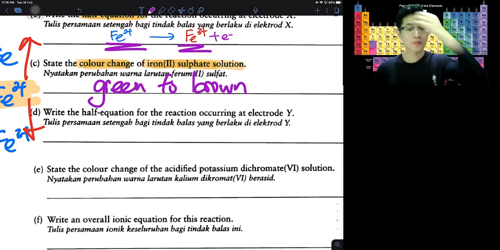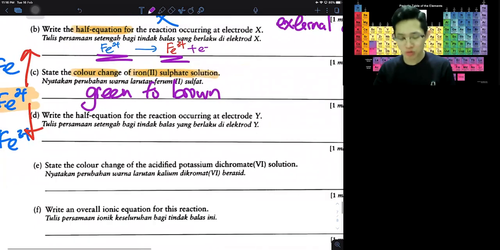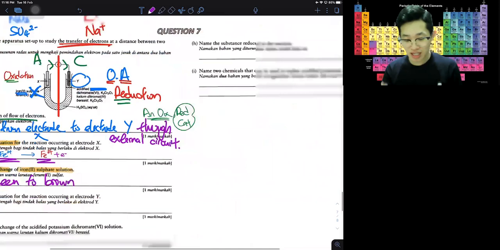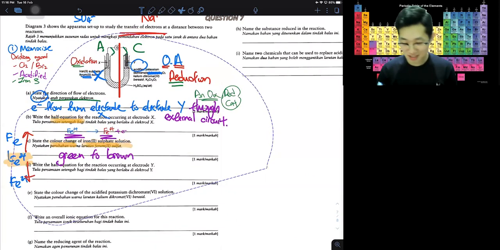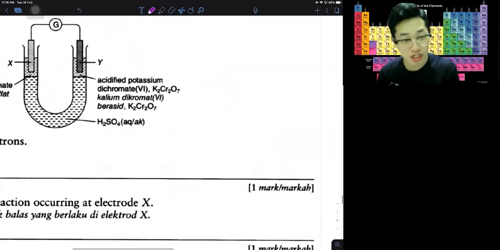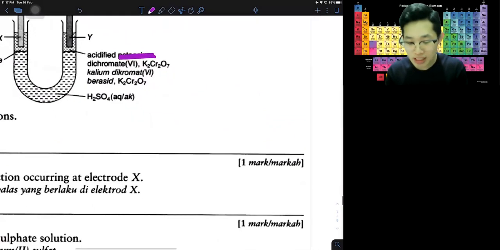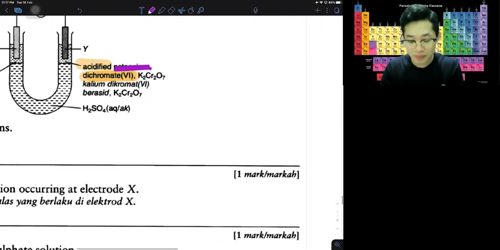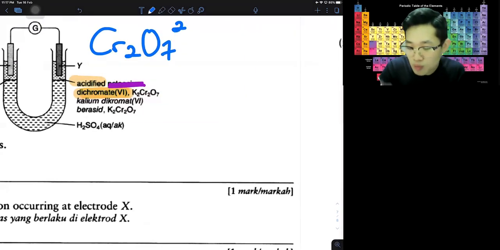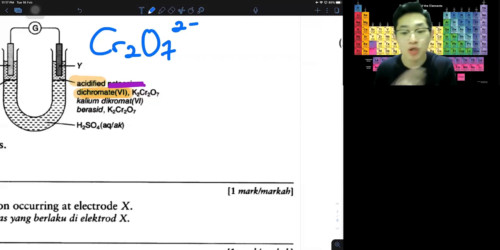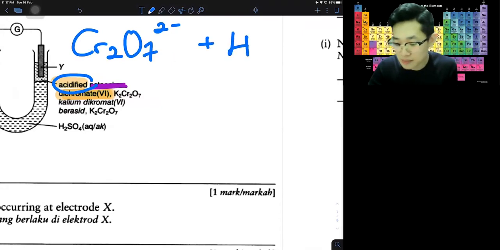Write the half equation for the reaction occurring at electrode Y. Electrode Y, how to write? Let me remove everything here. Very messy. Okay, half equation. As I said, we can ignore potassium. So we are just going to write dichromate 6 and acidified. Dichromate 6 is Cr2O7 2 minus. This is dichromate 6. And then acidified. Acidified means got acid. Acid is H plus.